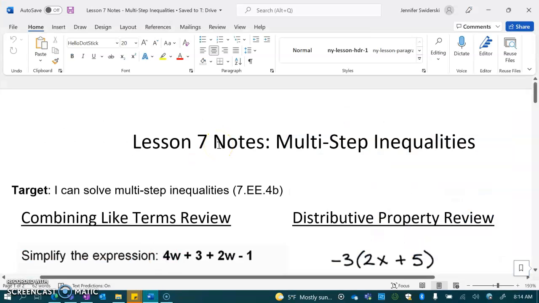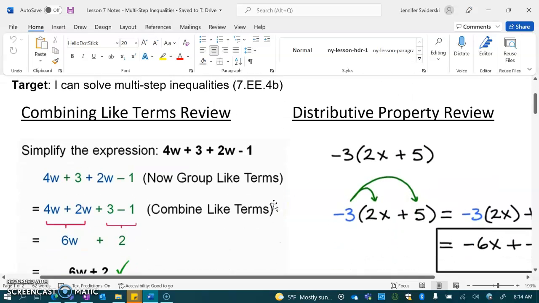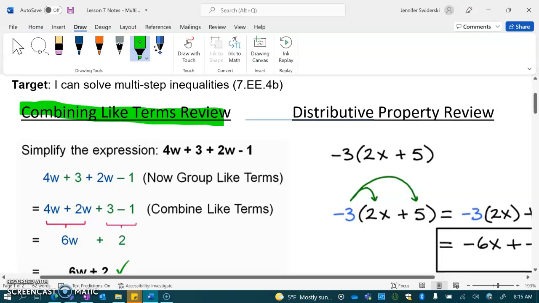All right, guys, so for lesson 7, we're talking about multi-step inequalities. And so your goal is to solve multi-step inequalities. They want us to review a couple main components or ideas here before we get started. The first idea is combining our like terms.